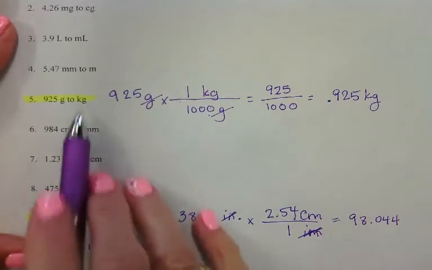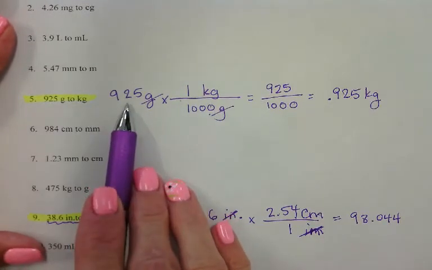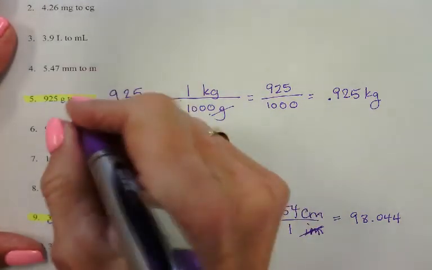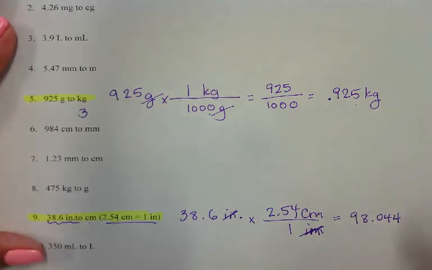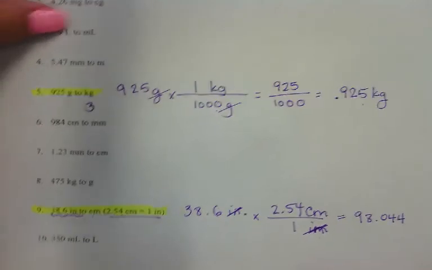Let's look at number 5. How many sig figs in 925? 3 again. Let's look at my final answer. 3 sig figs. Did a good job. Okay, next one.